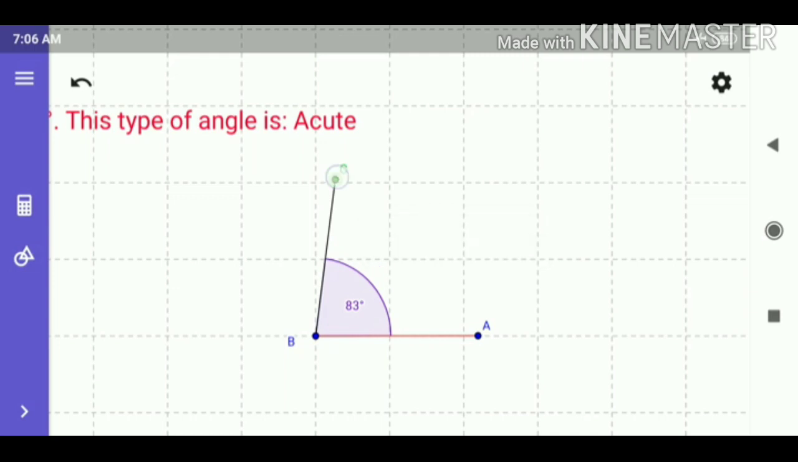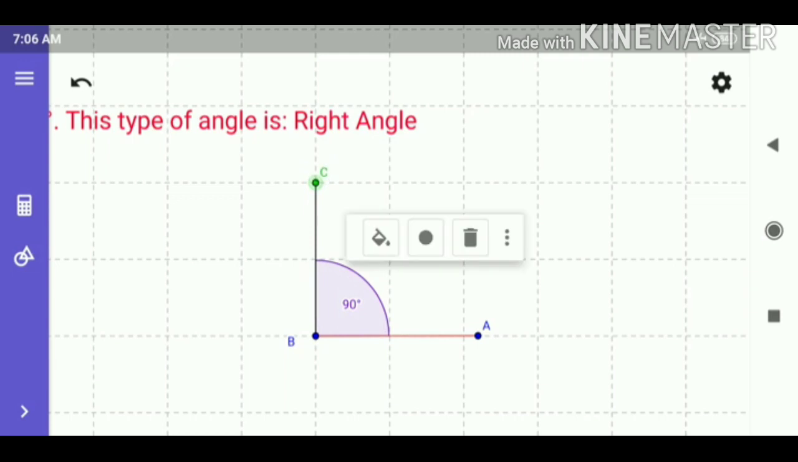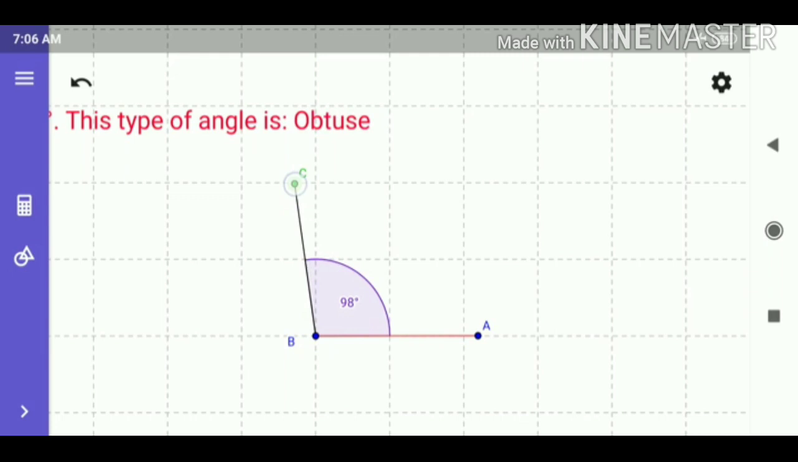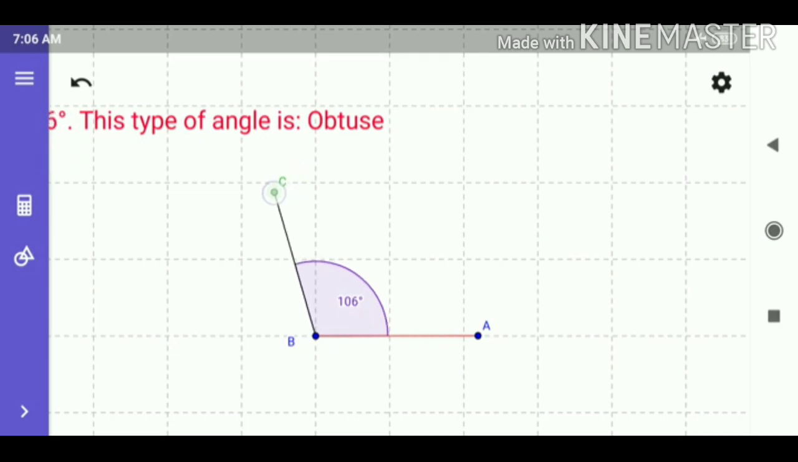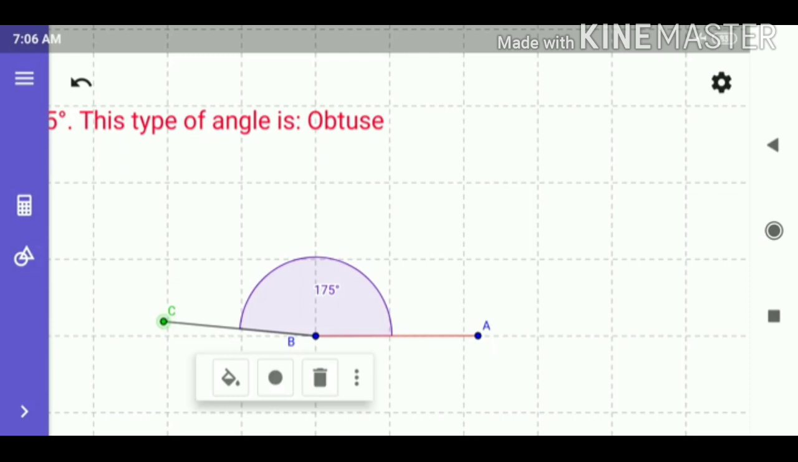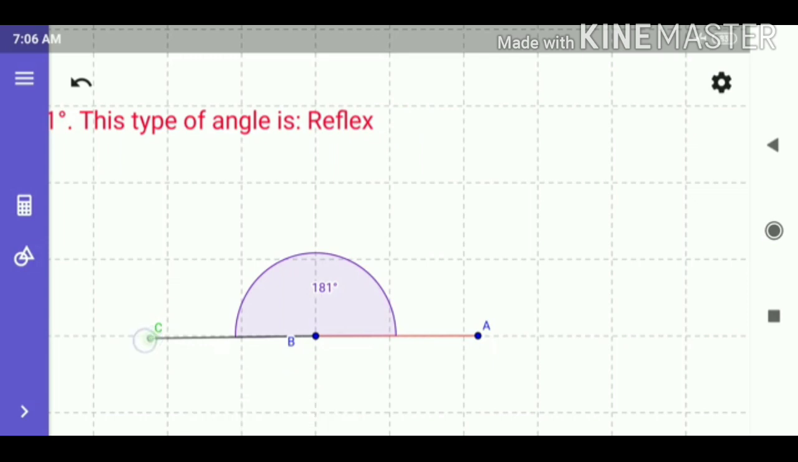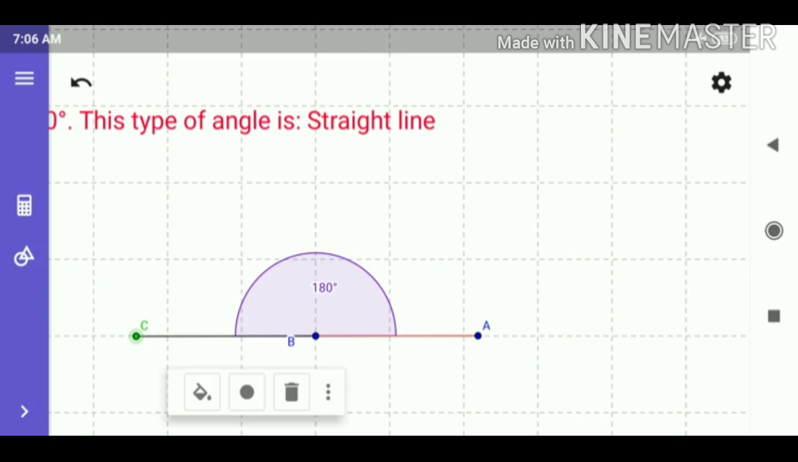As soon as it forms exactly 90 degree, that type of angle is called right angle. If the value of angle is increased further, even a very little more than 90 degree, then it becomes obtuse angle. So the angle whose measure is more than 90 degree but less than 180 degree is known as obtuse angle. And if its value becomes exactly 180 degree, at that time this is called a straight angle because it forms a straight line. So a straight angle is a straight line.